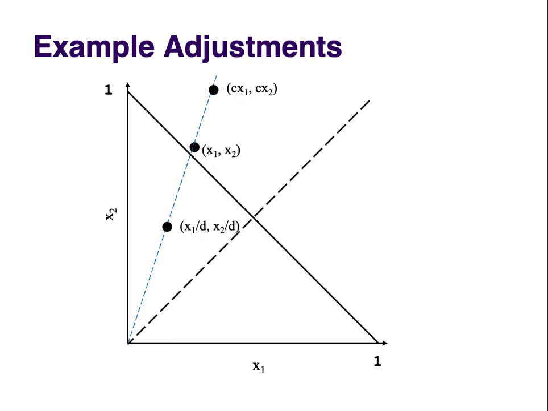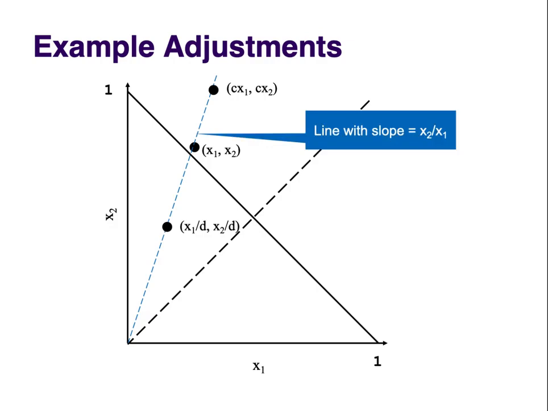Multiplying x1 and x2 by some factor, or dividing x1 and x2 by some factor, then I'm moving along a line that has a slope that you can achieve by connecting x1, x2 to the origin. Okay?